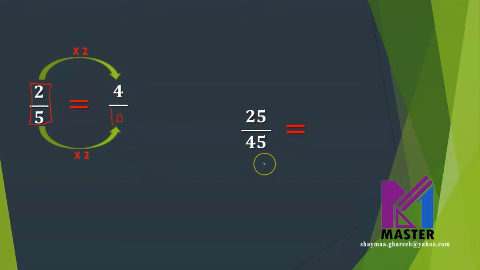What about this fraction? Equals 5 over a missing number. What do you think? Okay, from the complete fraction towards the fraction that has a missing digit. The 25 became 5. What happened? Division by 5. 25 divided by 5 equals 5. So 45 will also be divided by 5, which equals 9.